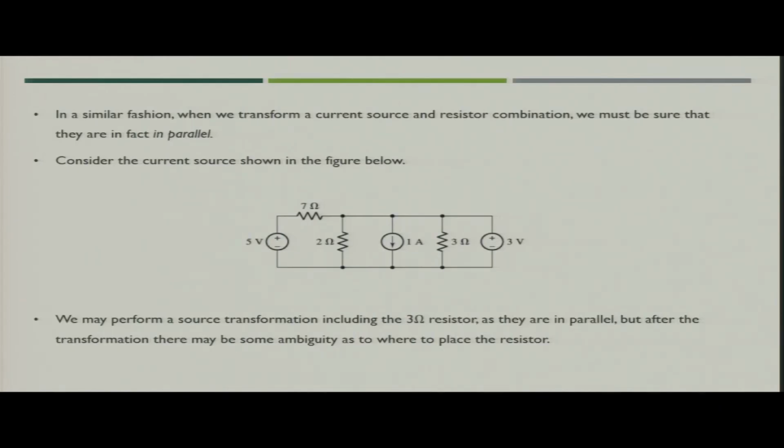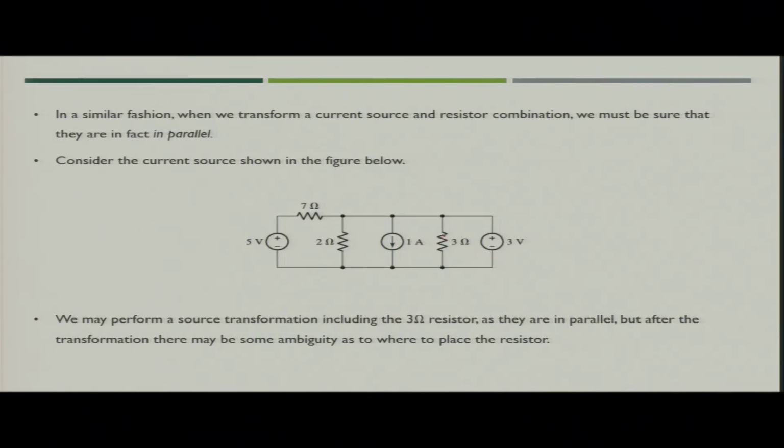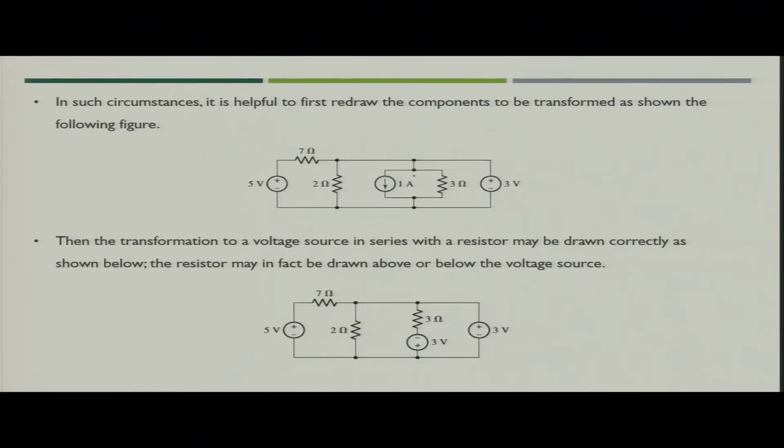Now, next is that in a similar way, when we do current source transformation, we have to always be sure that the current source has at least one resistance in parallel. If we are not sure how it will look, you can modify the circuit slightly. Like here you see 1 ampere current source is in parallel with 3 ohm. So, you can redraw the circuit in this fashion, so that you can easily see that there is a 1 ampere current source in parallel with 3 ohm resistance. When you are sure, then you can apply the source transformation and get the value.